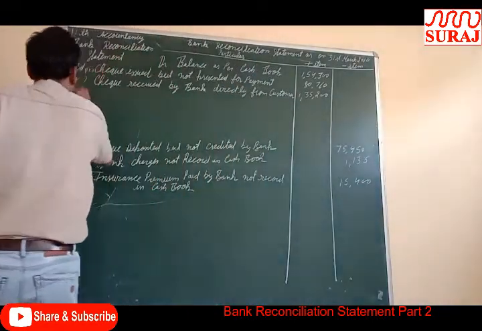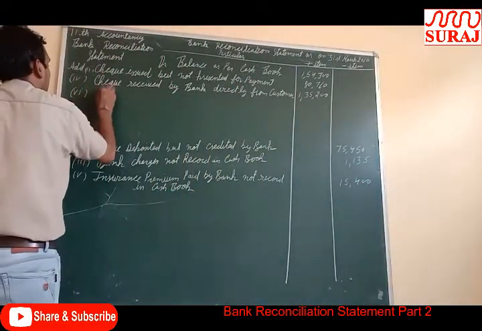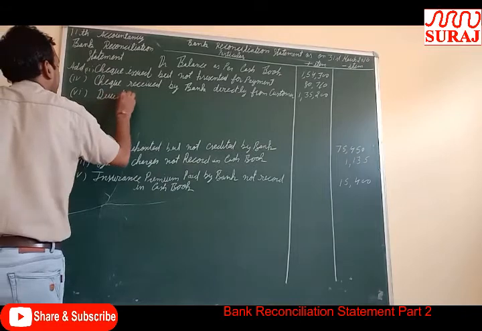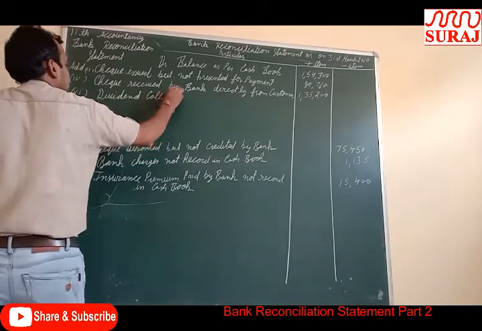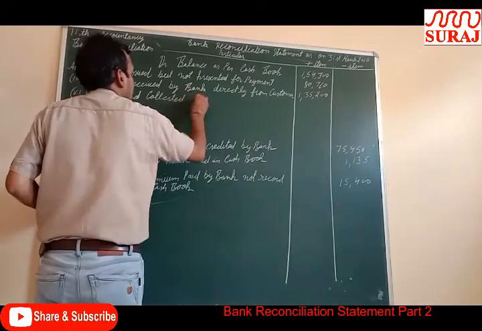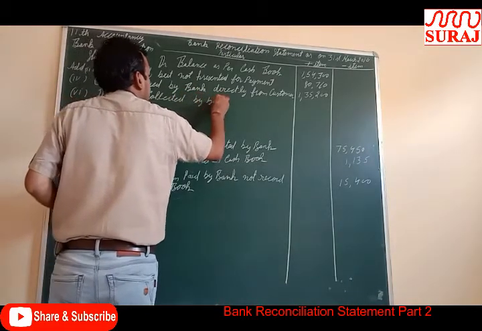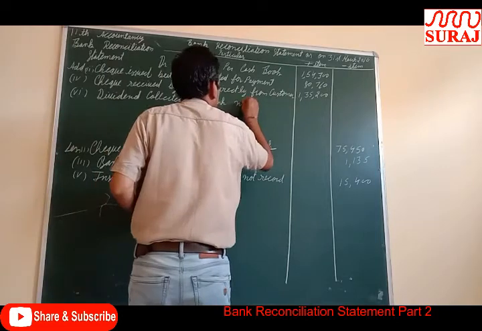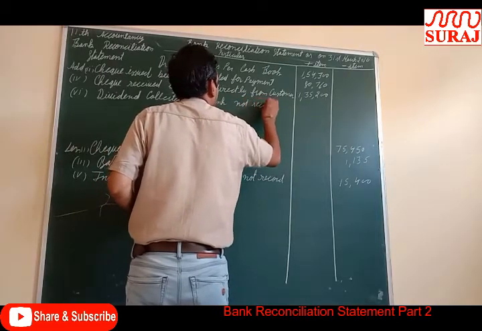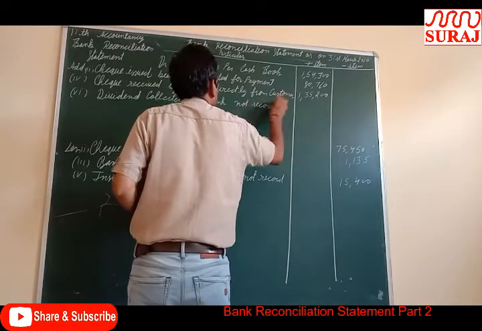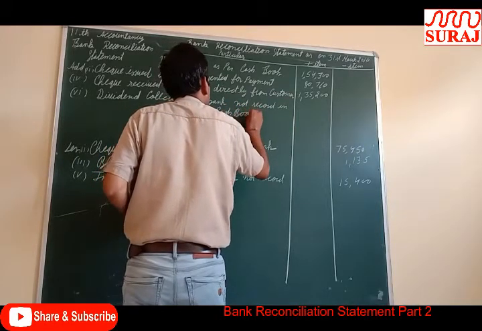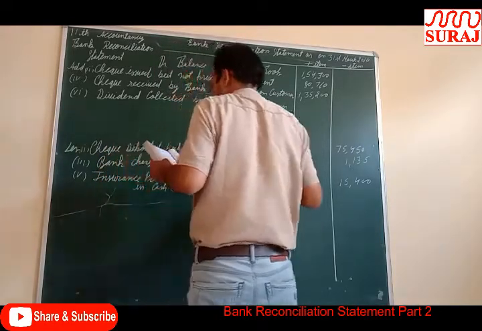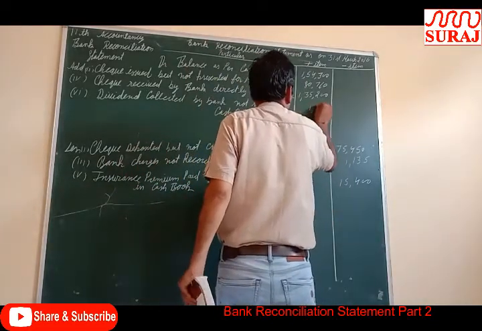Number 6. Dividend collected by bank, not recorded in cash book. It's your plus item, 1,000.